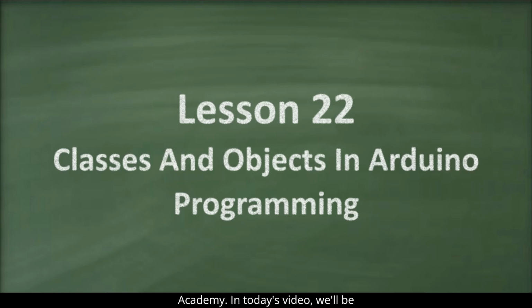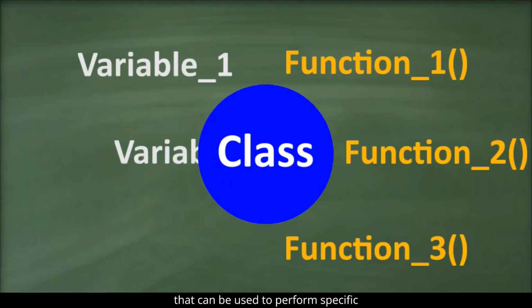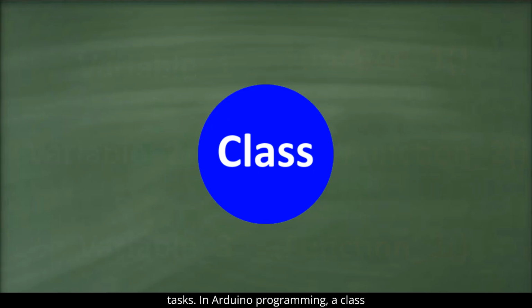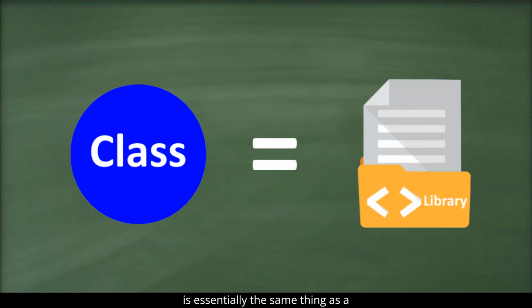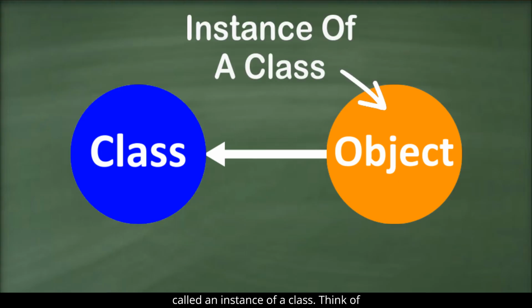In today's video, we'll be covering the building blocks of object-oriented programming, OOP, specifically classes and objects. A class is a collection of functions and variables that can be used to perform specific tasks. In Arduino programming, a class is essentially the same thing as a library. An object lets you access the functions and variables inside a particular class. An object is sometimes called an instance of a class.